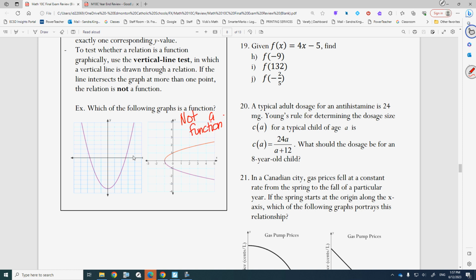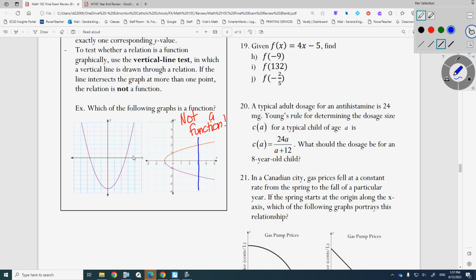The reason why this graph is not a function is it fails the vertical line test. When you draw a vertical line, if it intersects your graph at more than one point, it is not a function. So this graph, no matter where you draw a vertical line, it will only intersect your graph at one point. It's a function.